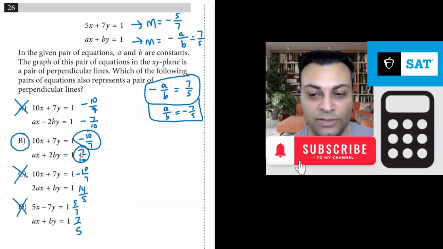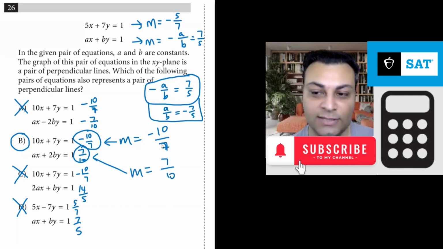These two lines are perpendicular. This one has a slope of -10/7, and this one has a slope of 7/10. You can see they have different signs, and they're opposite reciprocals. So the answer is B.